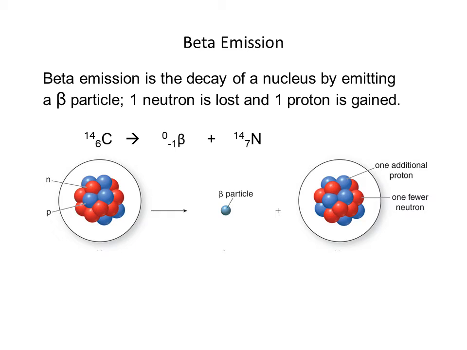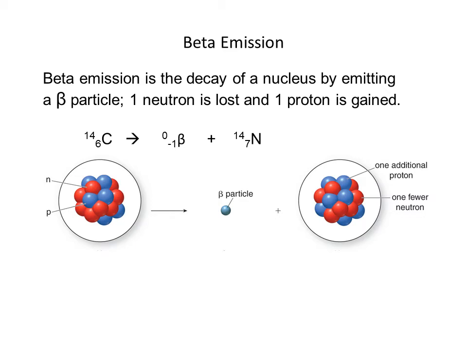Let's look at an example of beta emission. We can see that carbon-14 will undergo beta emission. Notice the symbol for beta emission is given there: 0 mass and -1 charge. If you look at the sum of the masses, you can see that 14 is equal to 0 plus 14, and 6 is equal to -1 plus 7. Be careful with your addition of negative numbers.